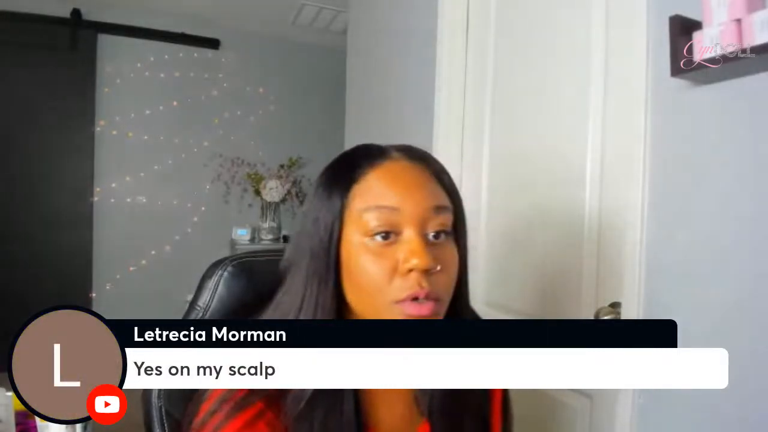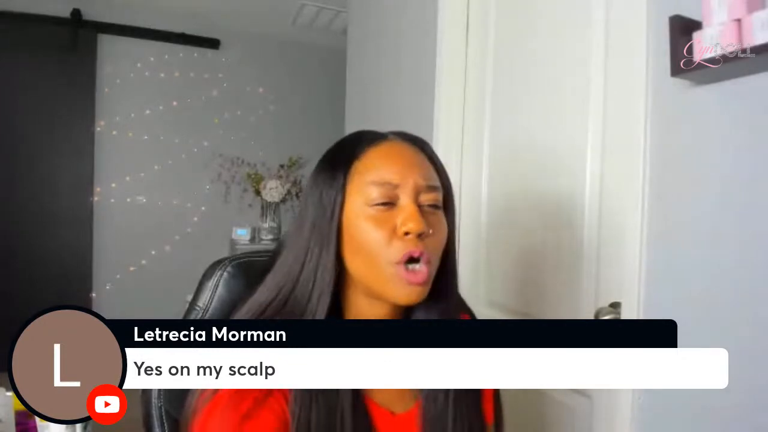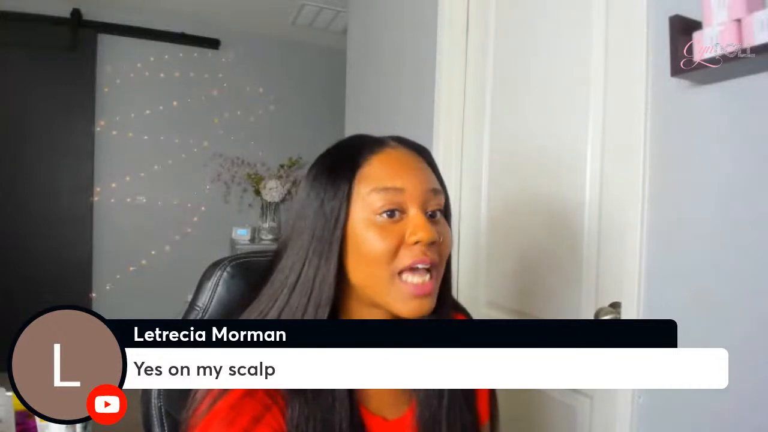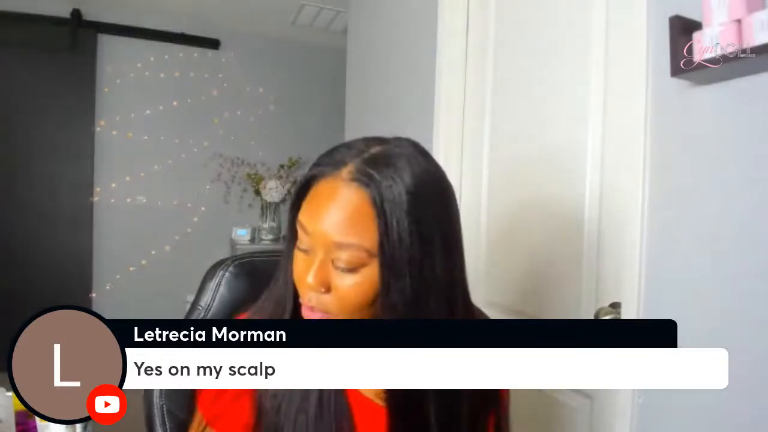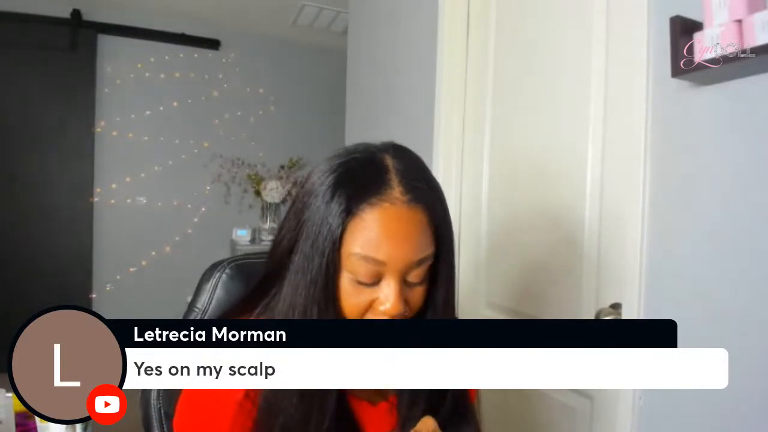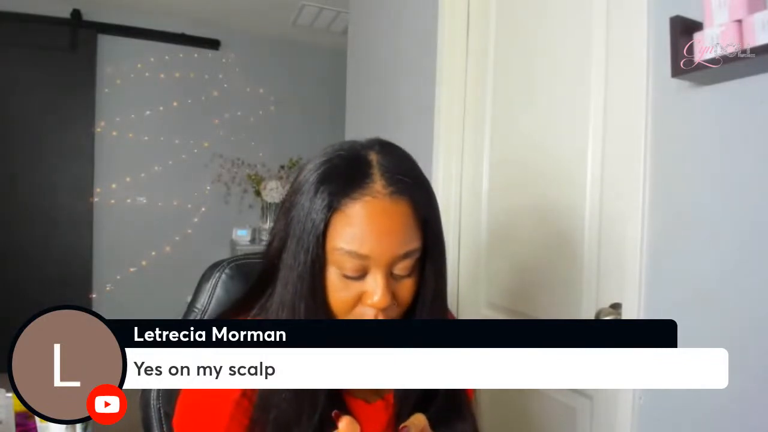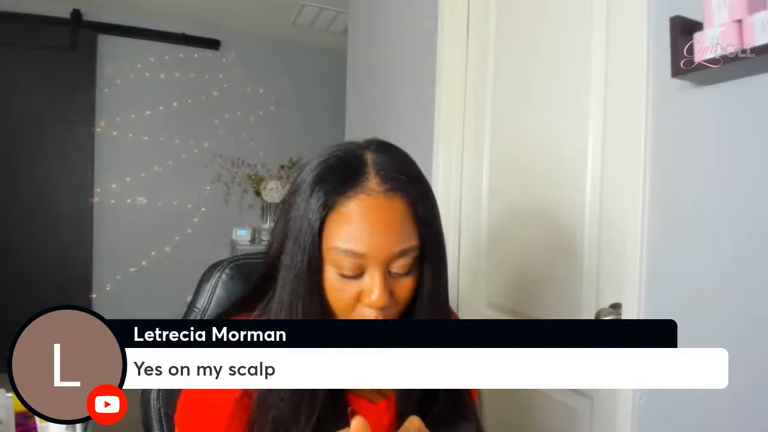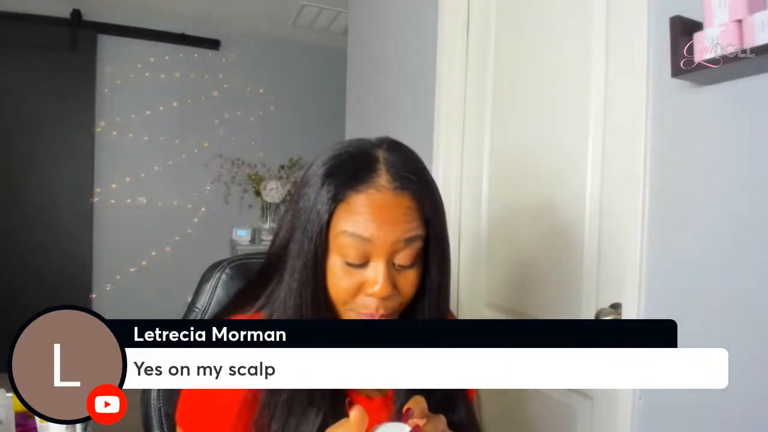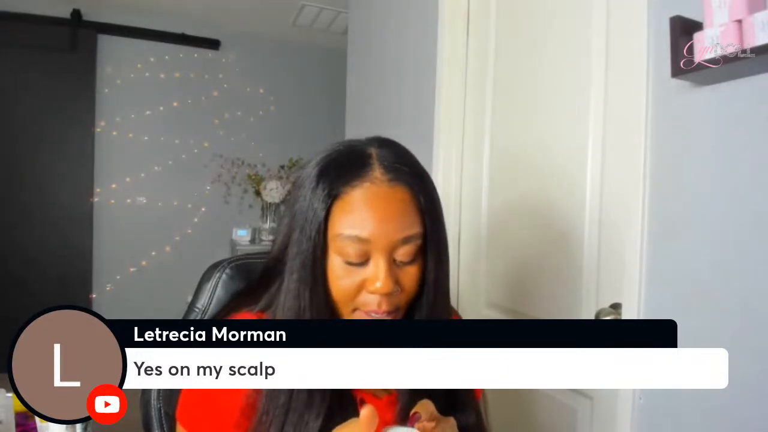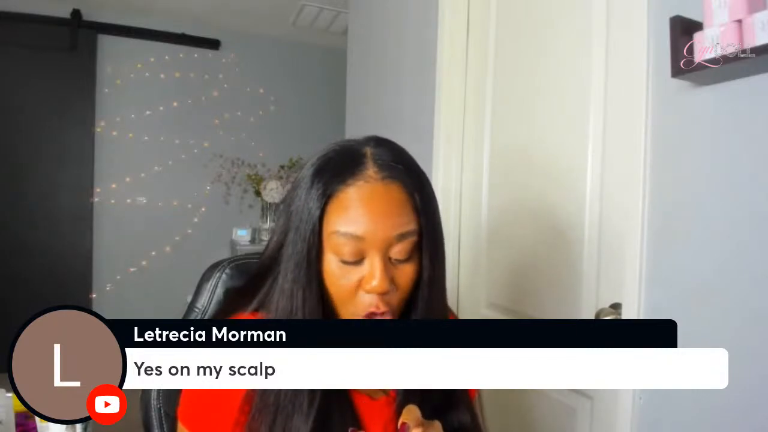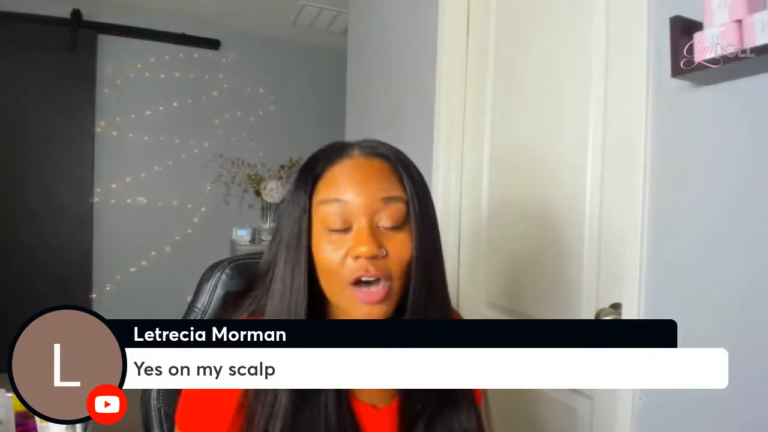Yes, on my scalp. Okay, are you the one who talked about 6? If it made your scalp itch, if you put it on your scalp, Olaplex 6 does not belong on the scalp. It's for hair. Apply a very small amount to damp or dry hair, concentrating the product on your mid-length to ends. Comb through and style as needed.